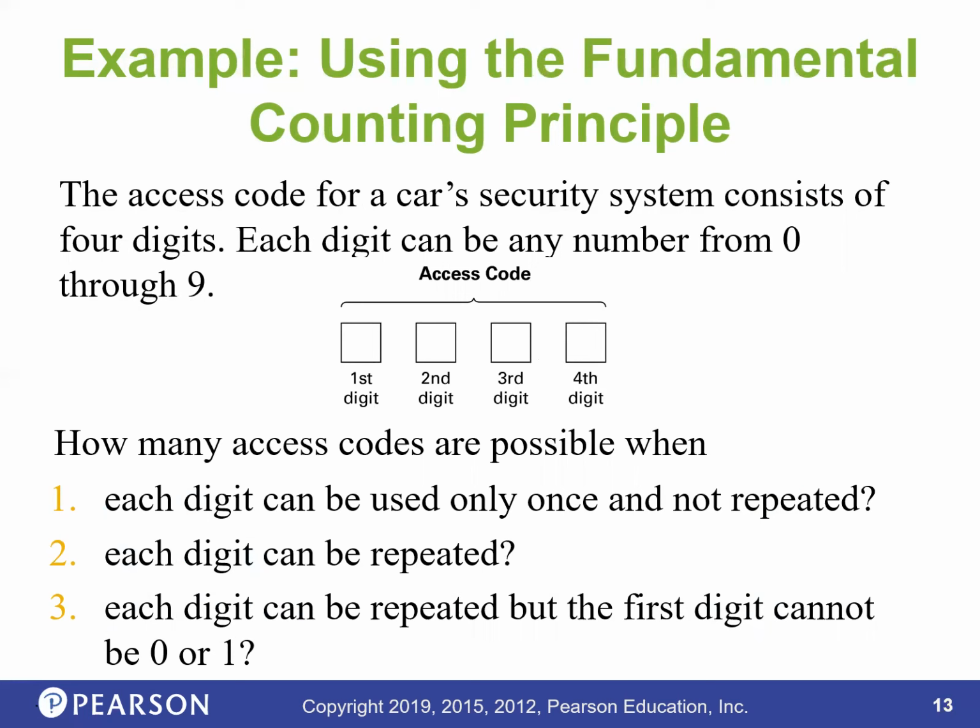Oh, wow, that's cool. Okay, hold on. Let's talk about this here. Each digit can be used only once, can't be repeated. So real quick, out of curiosity, how many different possibilities to put in for the first digit? 10, right? You get 0, 1, 2, 3, 4, 5, 6, 7, 8, 9, right?